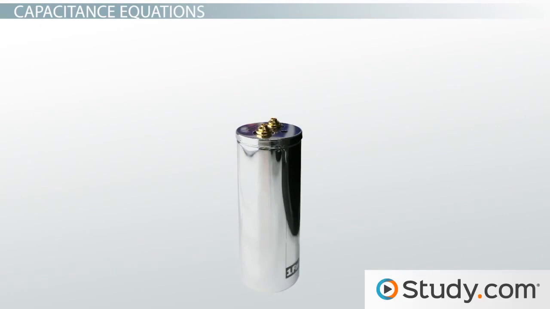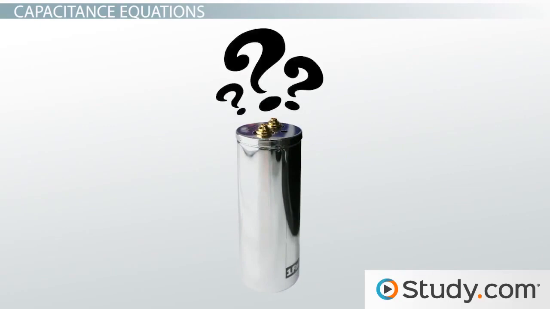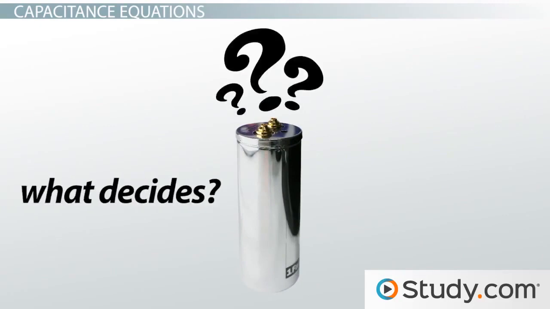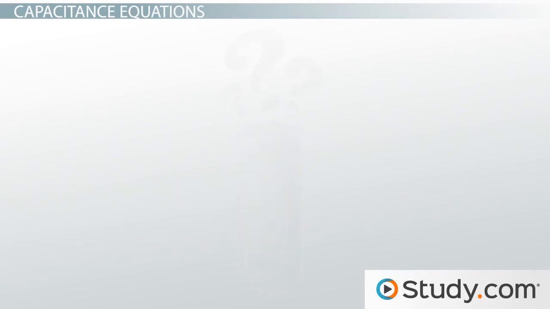Okay, but what physically makes a particular capacitor actually have a different capacitance? What decides how much charge it stores? Well, that's based on the actual physical characteristics of the capacitor. So we have another equation for capacitance that looks like this.